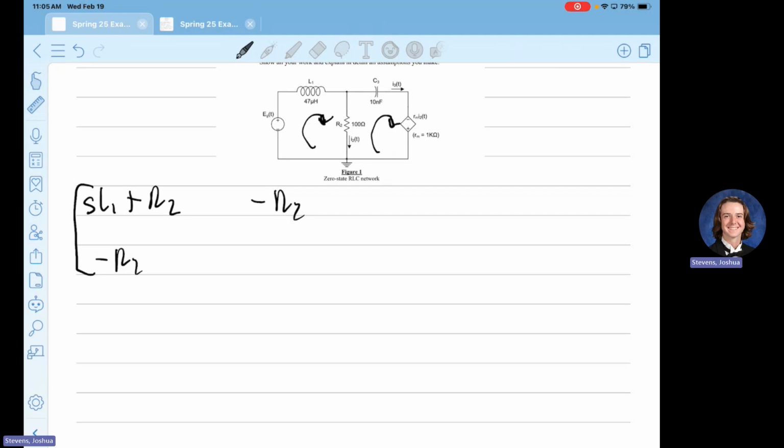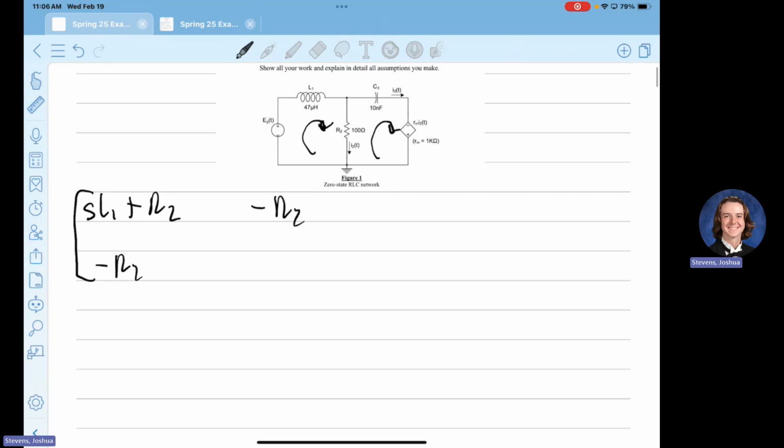No. Just take the inverse of that SL. What's the inverse of SL technically over 1? What's the inverse of that? 1 over SL. Yeah. So, all right. And then for mesh 2, R2 plus 1 over SC3.